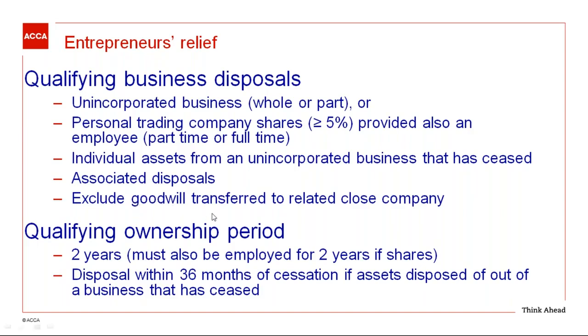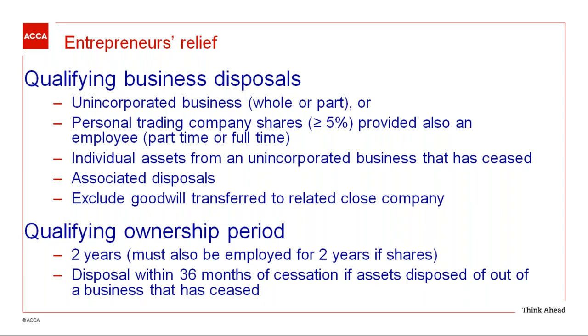And then the other situation is the exclusion of goodwill transferred to a closed company. Now, this is something that you need to be cautious about. If you're converting your unincorporated business into a company, and if that company is a closed company, what is a closed company? A closed company is a company that is controlled by 5 or fewer shareholders.